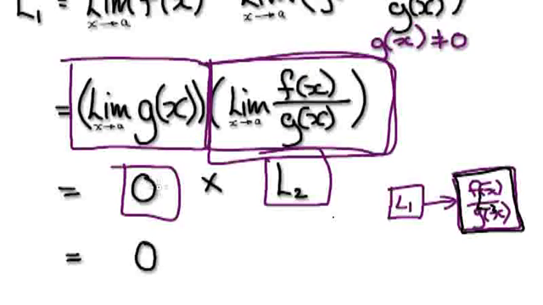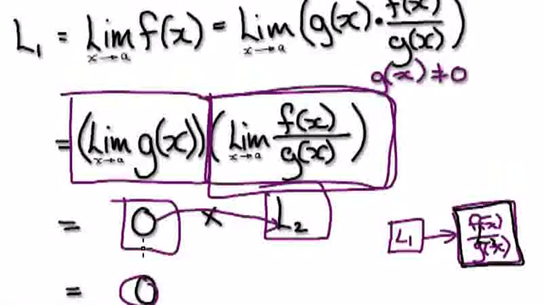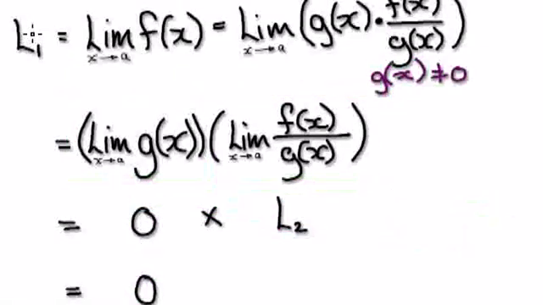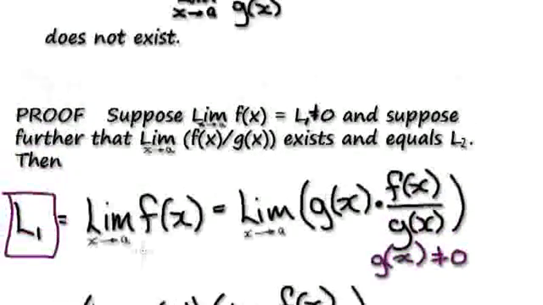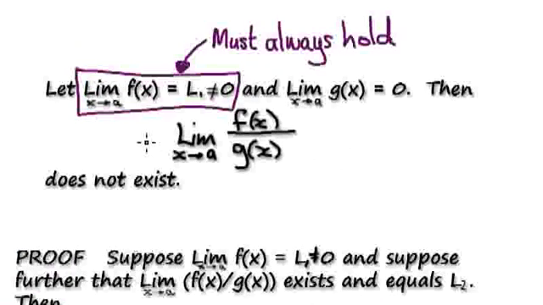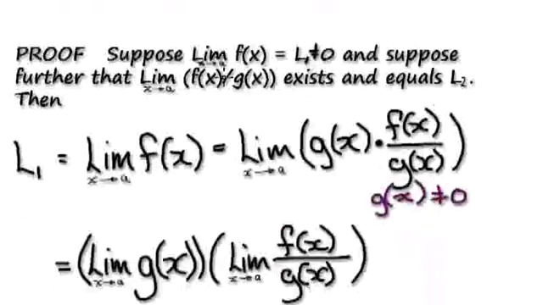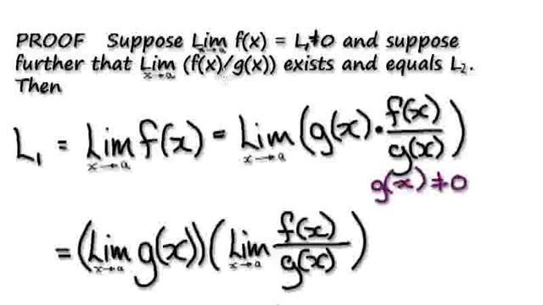Now 0 times L2 gives you 0, meaning that the L1 here, the initial statement L1, is 0. But then going back to here, we insisted that L1 has to exist. It cannot be 0. I know it's tricky to understand proofs in math, so you might have to watch this video again and again and again.